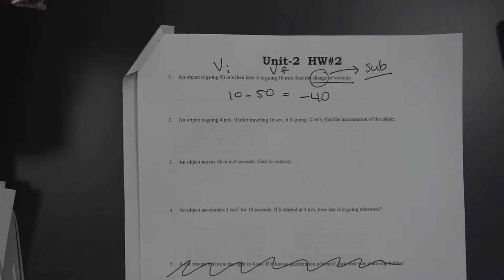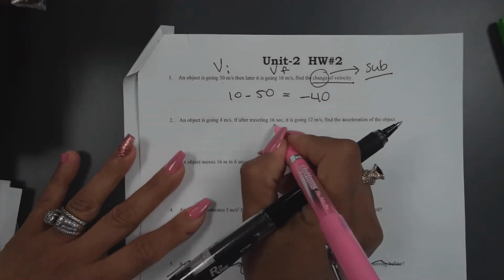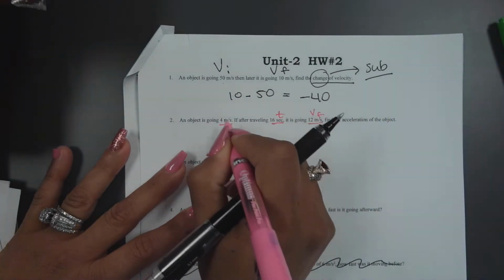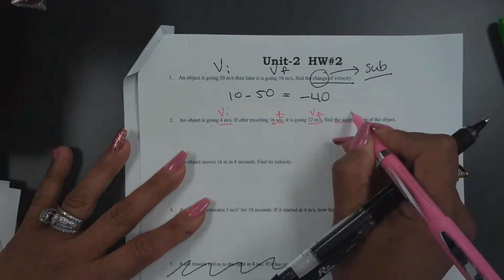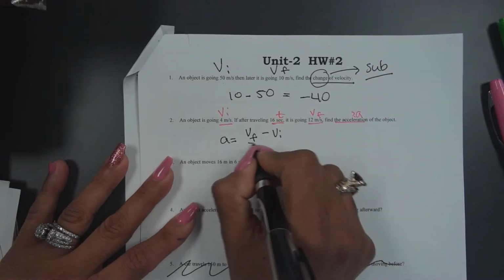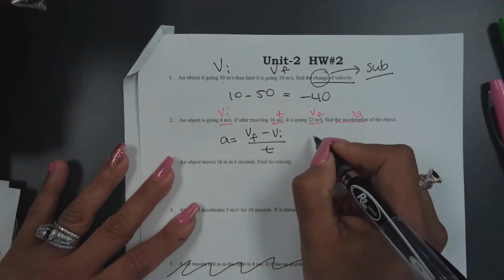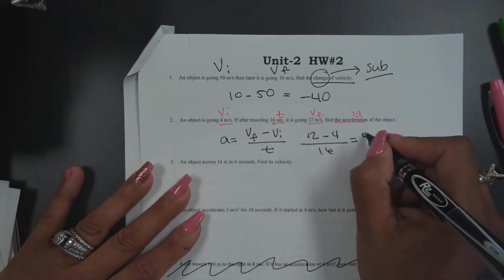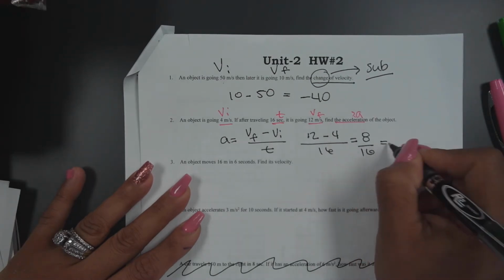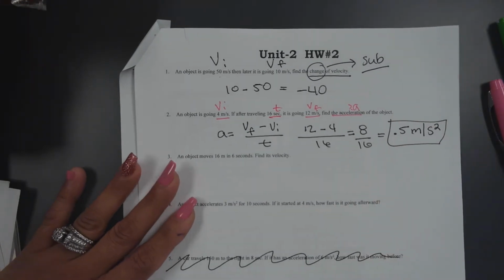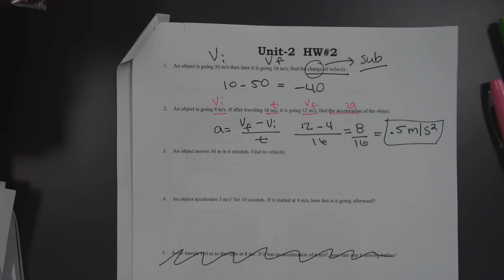The next one, number 2. An object is going 4 meters per second. After traveling for 16 seconds, here's my t, it starts to go, final velocity, 12 meters per second. Initial velocity. Find the acceleration. My acceleration equation is final velocity minus initial velocity over time. Most of us had this without a problem. 12 take away 4 over 16. 12 take away 4 is 8 over 16 equals 0.5. What's my SI unit? Meters per second squared. I saw that too. Most of us got that without any problems.